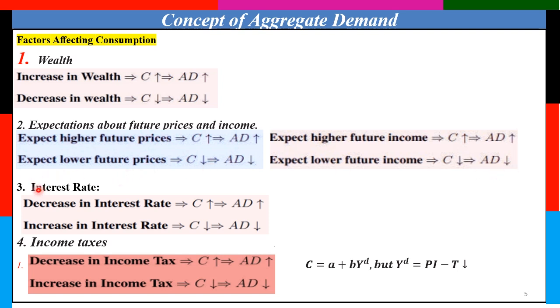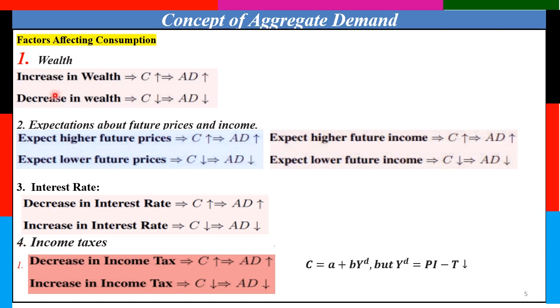The third factor that affects consumption is interest rates. How? If the interest rate decreases, consumption is increasing, and aggregate demand is also increasing. But if the interest rate increases, the current consumption declines, and the aggregate demand also declines.